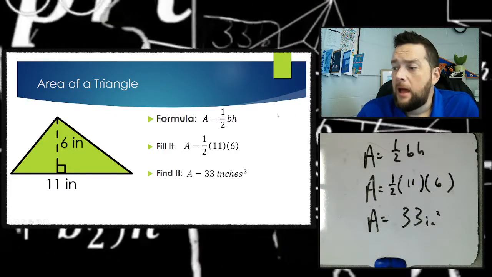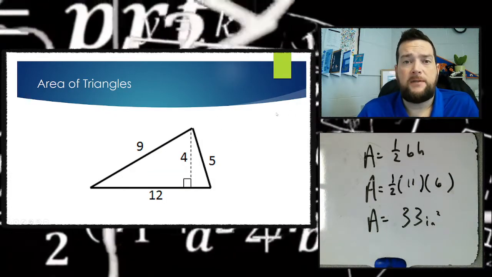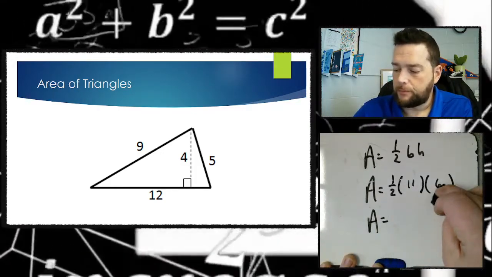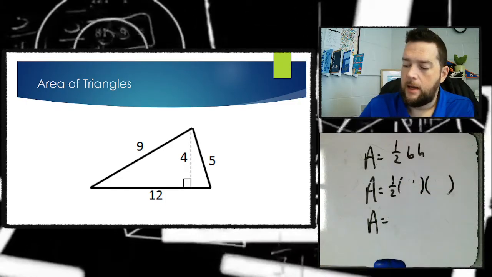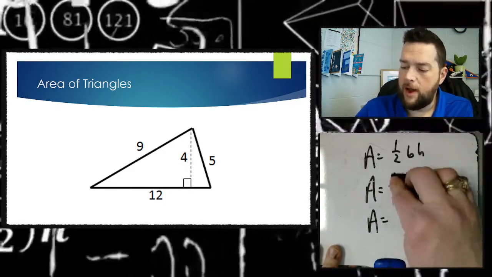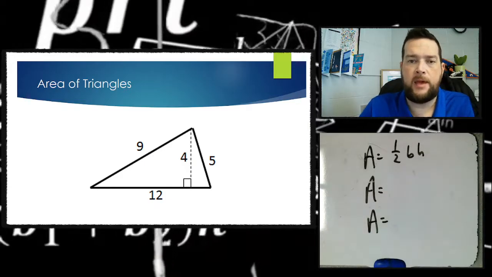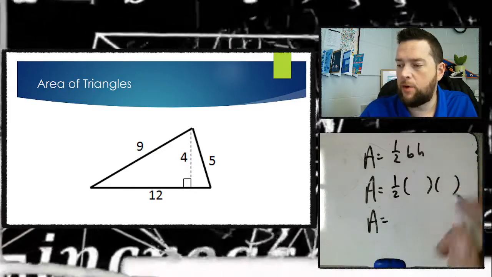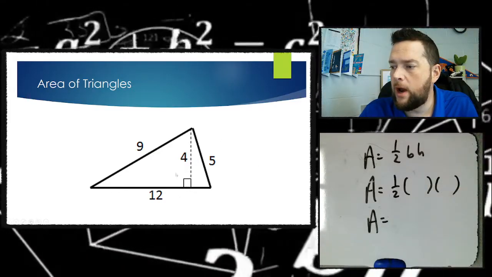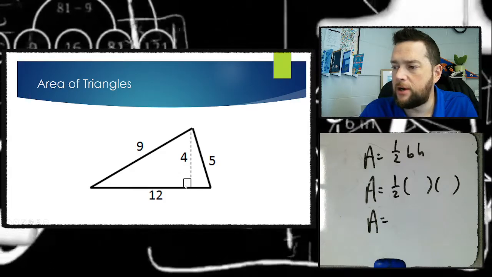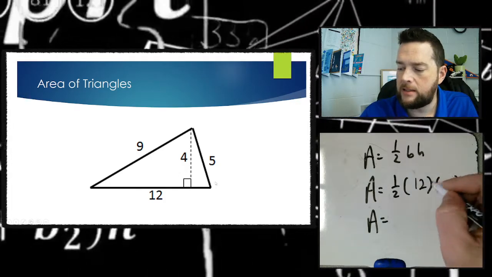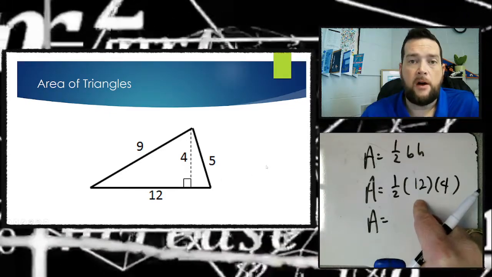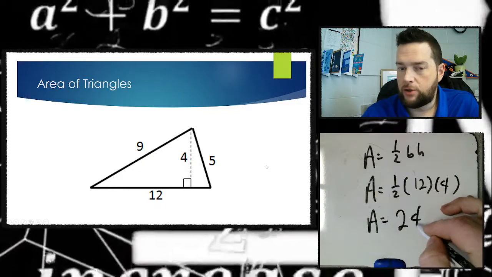All right, see if you can try this one. Pause the video and try to find the area of that triangle. All right, again, you want to start with the right formula. You've got 1/2 BH, and then we're going to go to our fill-in stage, 1/2 parentheses times parentheses. Then I'm looking for the square and the dotted line, and the two sides that are connected to it. I have 12 as a base, and I have 4 as a height. 1/2 times 12 is 6, and 6 times 4 is 24.